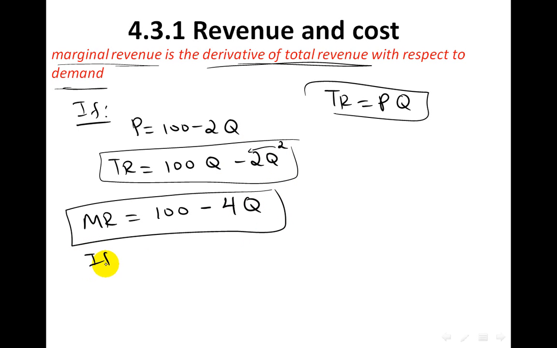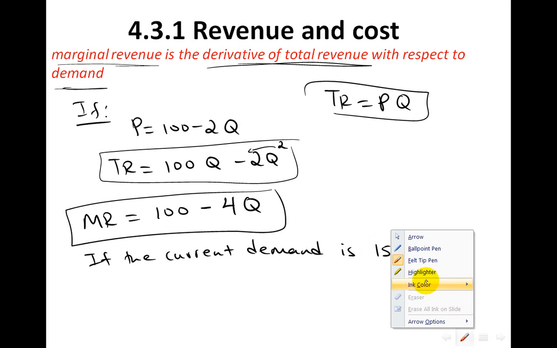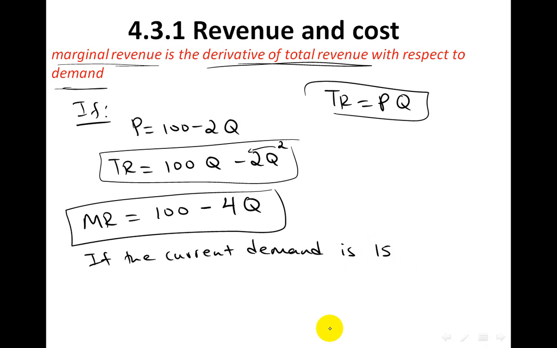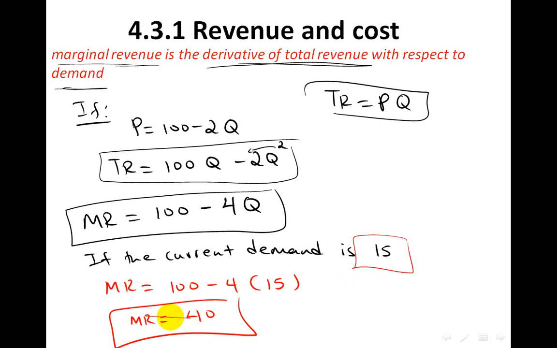Now we want to know our marginal revenue if the current demand is 15. That means you're going to plug in 15 instead of this quantity. So marginal revenue equals 100 minus 4 times 15 instead of the Q. As I told you, it will always be given how much is the demand, by the way. So the answer here will give you 40. So our marginal revenue is 40.